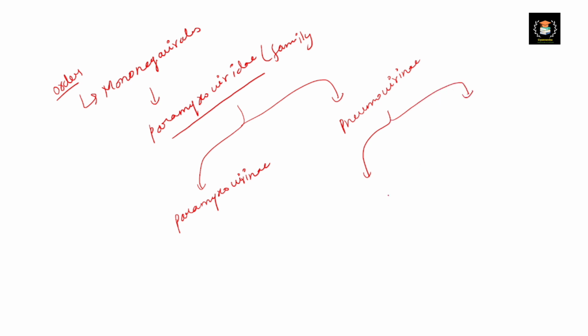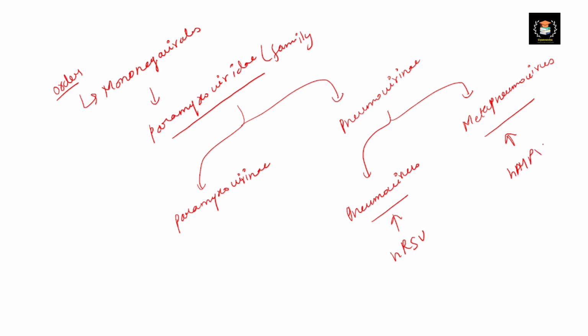Now this Pneumovirinae is further subdivided into two genera, Pneumovirus and Metapneumovirus. HRSV is placed in the genus Pneumovirus, while HMPV is placed under Metapneumovirus. I hope you are understanding what I am trying to say.